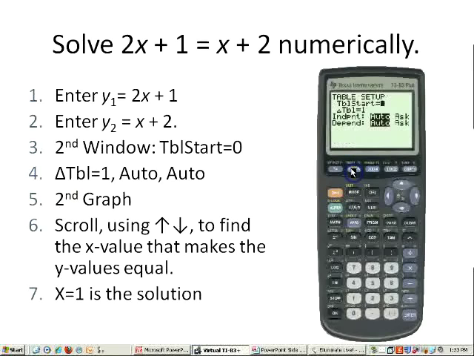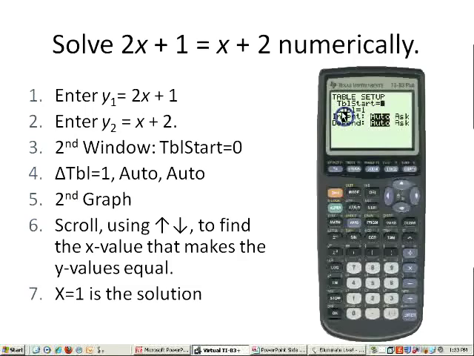Go to Second, Window, and you'll see the Table Setup screen. Table Start, we want that to be 0. That can really be any whole number because we can scroll up and down through our table to get other x values.